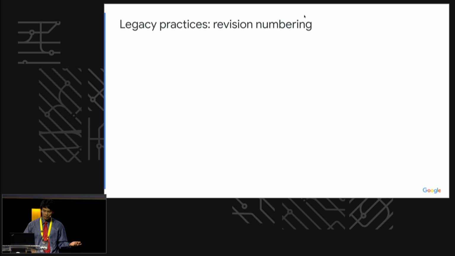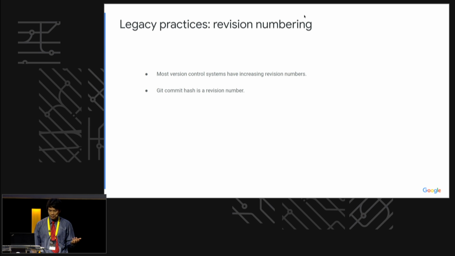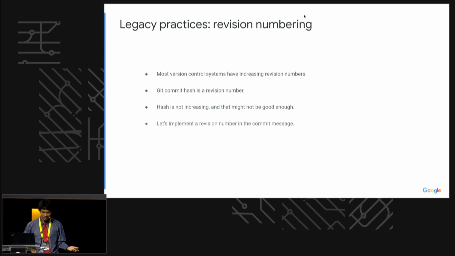And Git comes around, and Git uses a hash as a revision number, and a hash is not increasing. For a lot of organizations, that would be a blocker from deploying Git as a revision control system. So as a software developer, you come up with a solution. You work around it somehow. And the typical workaround is to implement a revision number in the commit object, or more specifically, in the commit message.